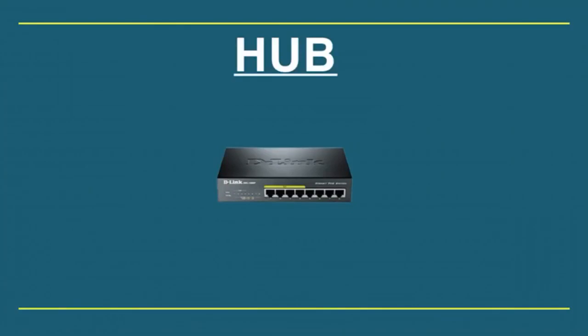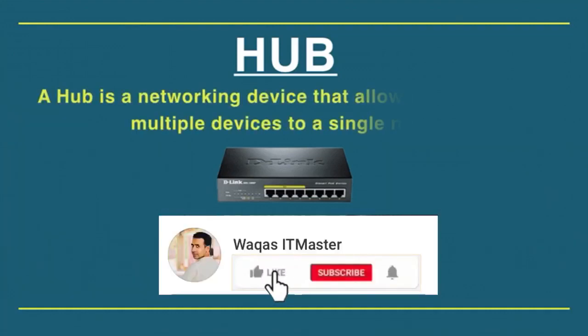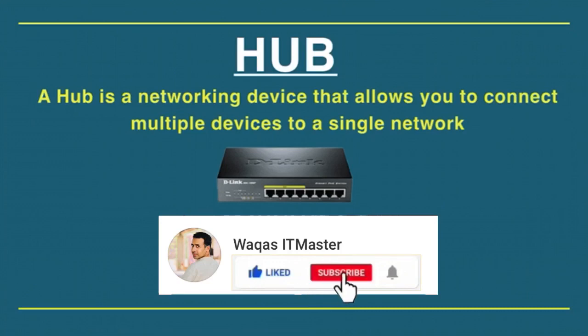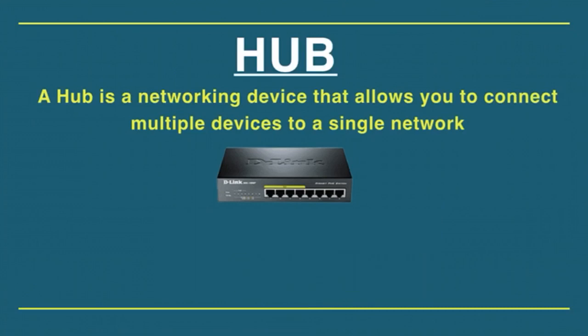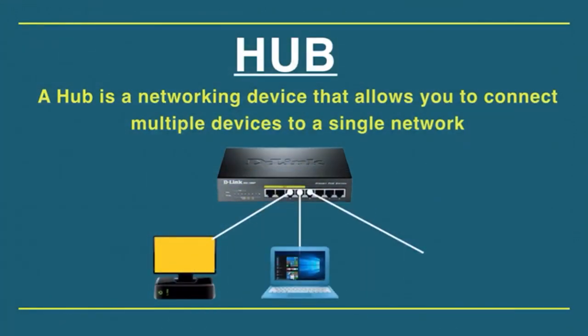Today we are gonna see the difference between a hub and a switch. Both are computer network devices. Let's start with the hub. A hub is a networking device that allows you to connect multiple devices to a single network. Hub is an unintelligent device. It works as a common connection point for computers and other devices such as printers in a network.